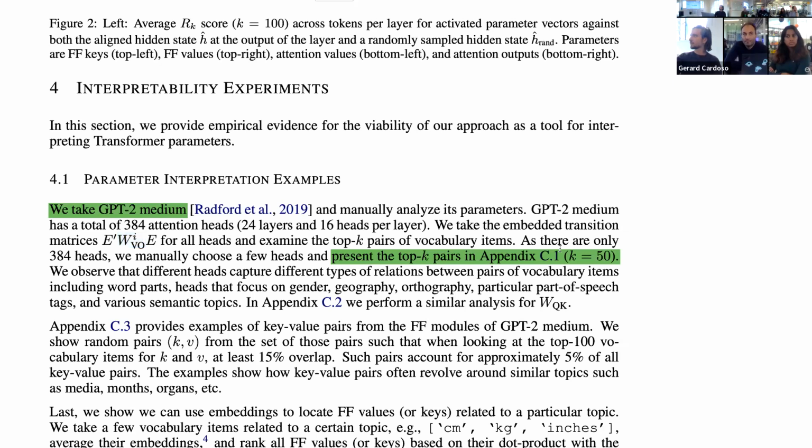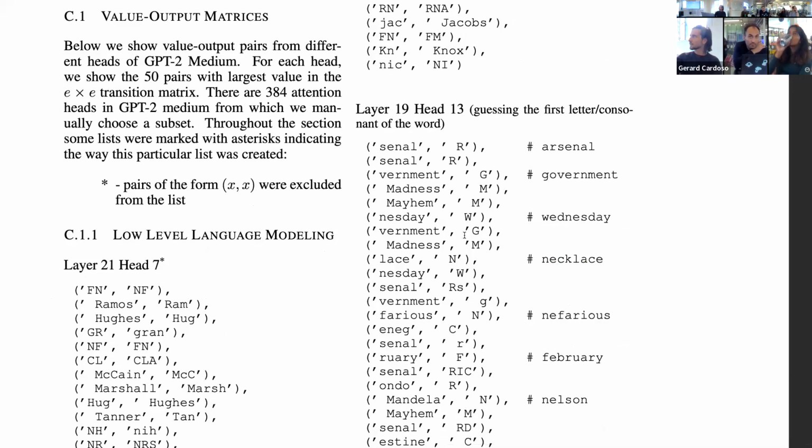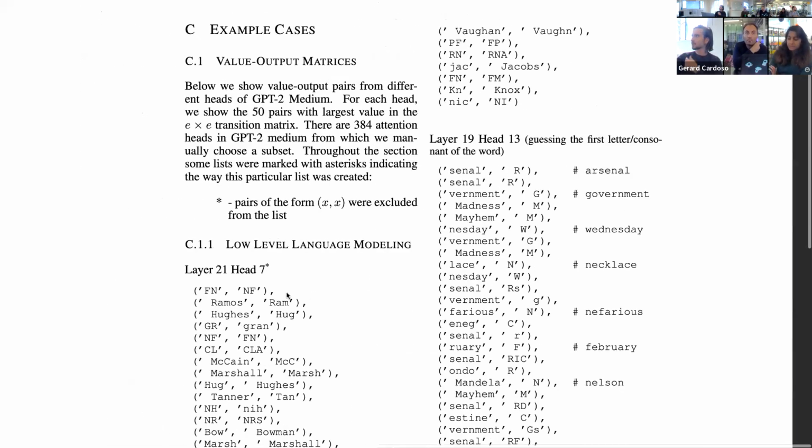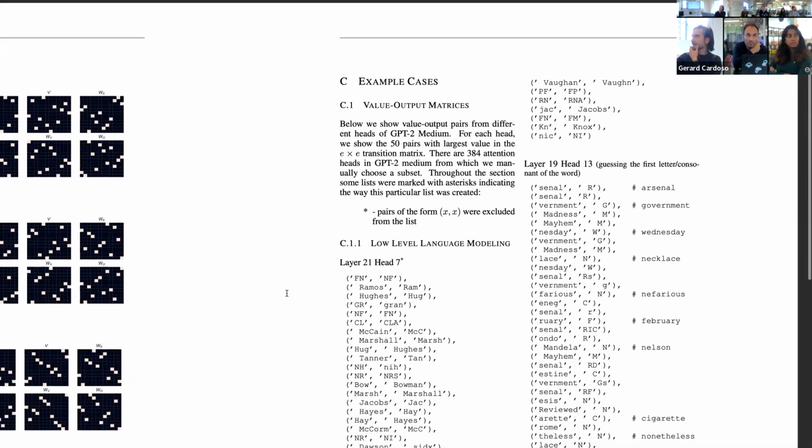But what's kind of interesting is that each head focuses on different things. They find that they do slightly different things.